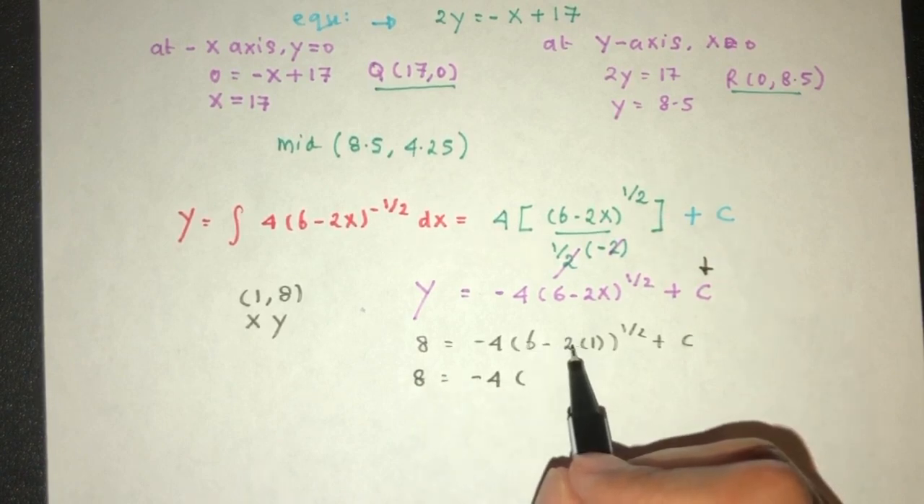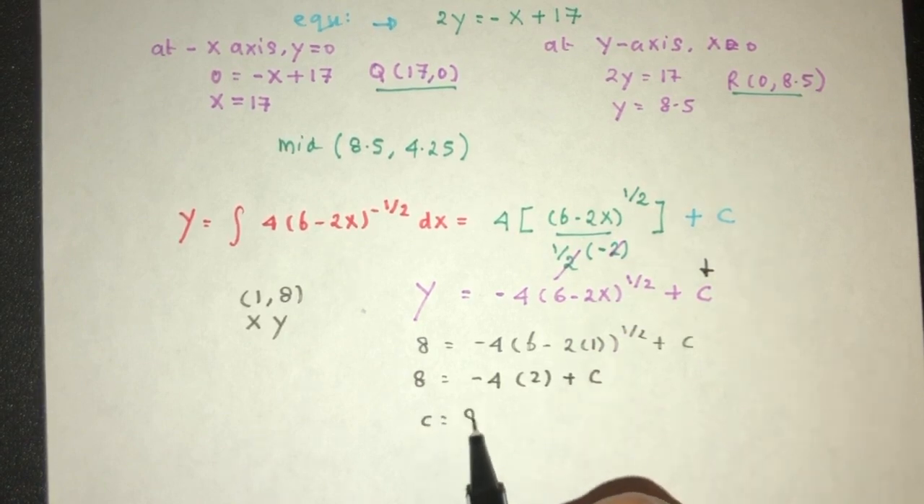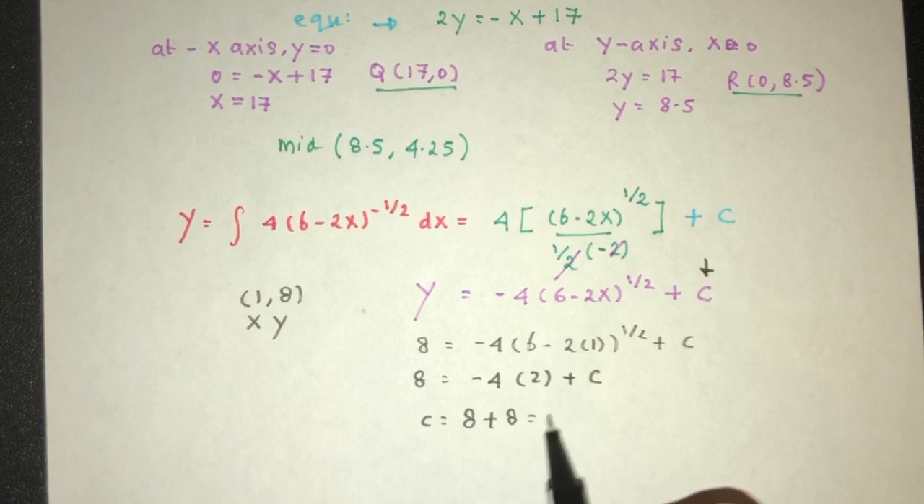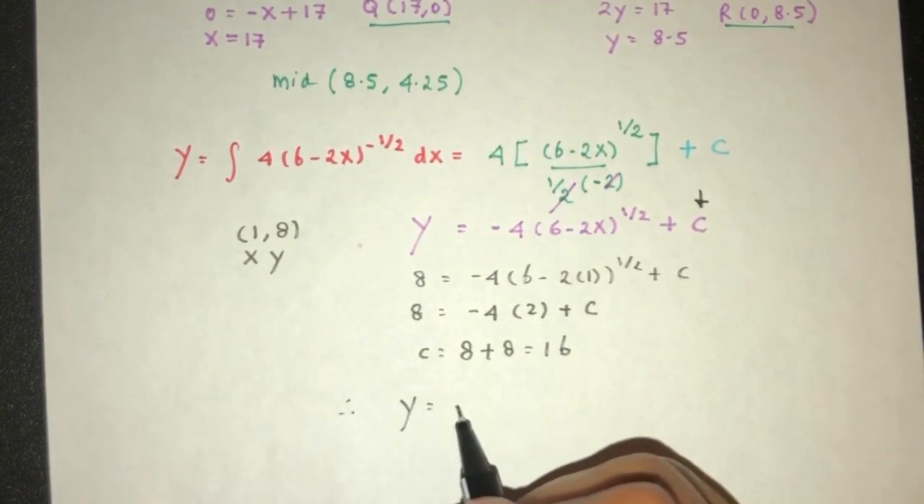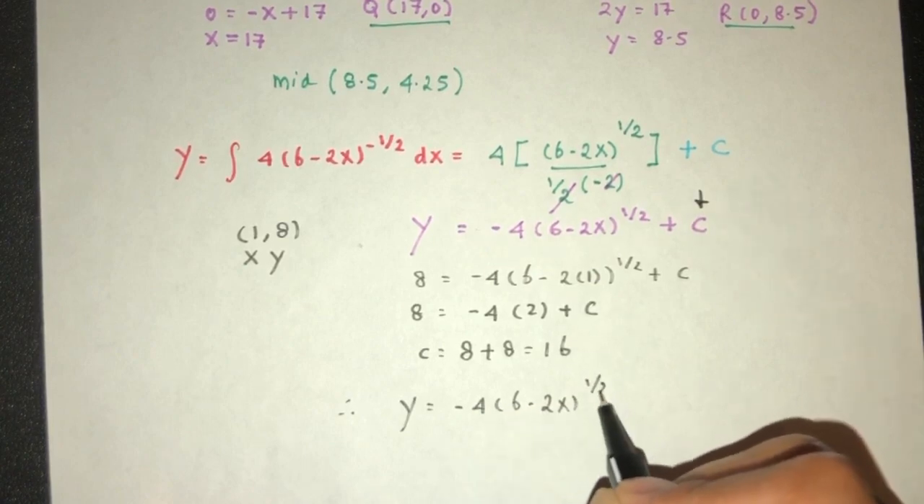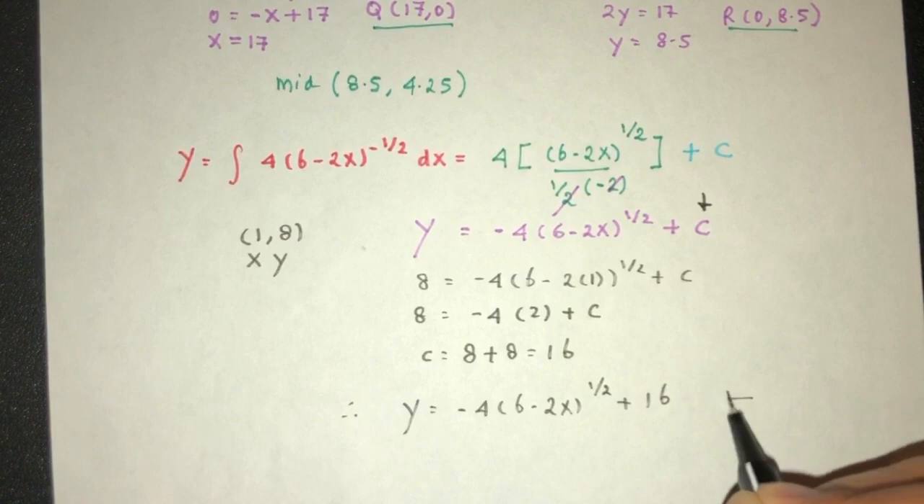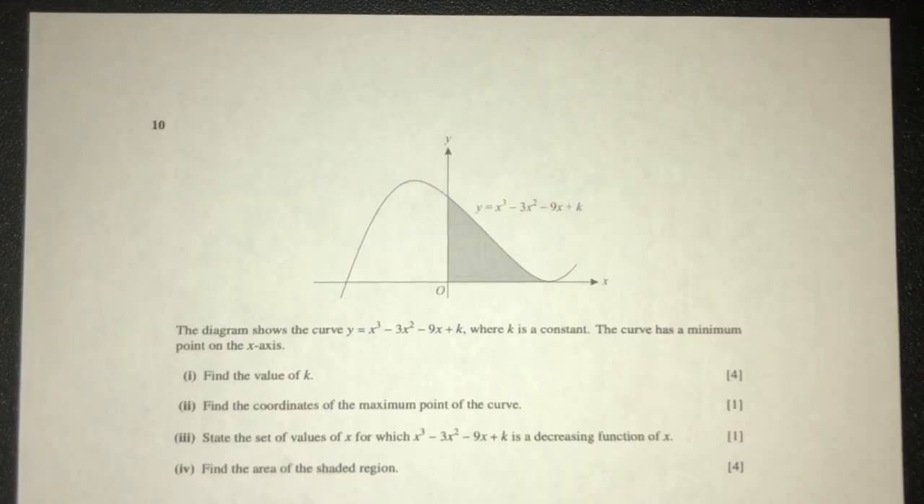6 minus 2 is 4. Power half is 2, plus c. C will be 8 plus 8. That should be 16. So finally the value of y has to be minus 4, 6 minus 2x, power half plus 16. So that is your question in relation to, I will call this maybe integration. And let's move on to the next question.